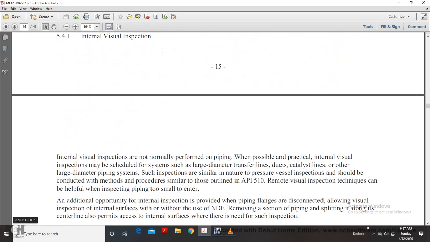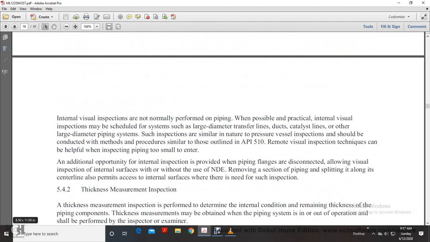5.4.1 Internal visual inspection. Internal visual inspections are not normally performed on piping. Where practical, internal visual inspection may be scheduled on large diameter transfer lines and other large diameter piping systems. Such inspections are similar to pressure vessel inspections and should be conducted with methods and procedures similar to those outlined in API 510.